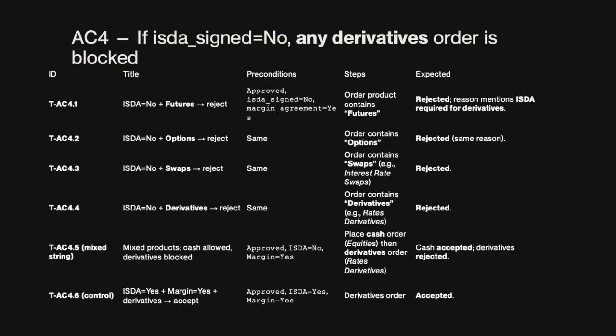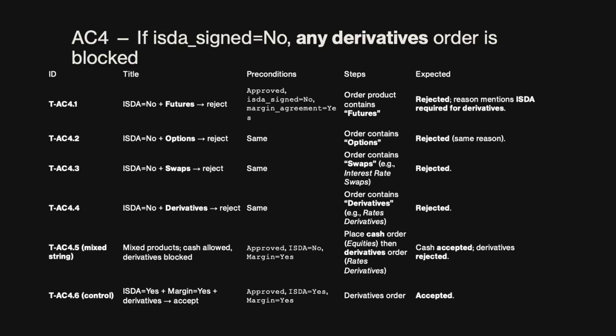Now we'll take a look at acceptance criteria 4. If ISDA signed equals no, any derivatives order is blocked. So what does this rule do? If a client is approved but hasn't signed ISDA, the platform must block any derivatives trading. We keep margin agreements set to yes in these tests to isolate the ISDA gate. How we prove it? Test cases AC 4.1 through to AC 4.4, covering all four of those tests.